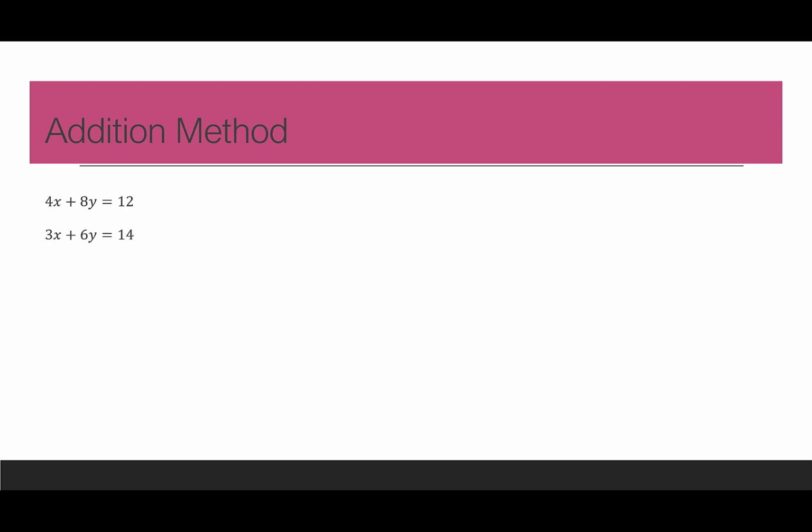So hopefully we're starting to get the hang of it. The next one says 4x plus 8y is 12 and 3x plus 6y is 14. Let's get rid of x again. I see a 4, I see a 3, I think 4 times 3 is 12, so let's make both coefficients of x 12, one positive, one negative. First line I multiply by 3. There's 12x plus 24y is 36. Then let's multiply the second line by negative 4.